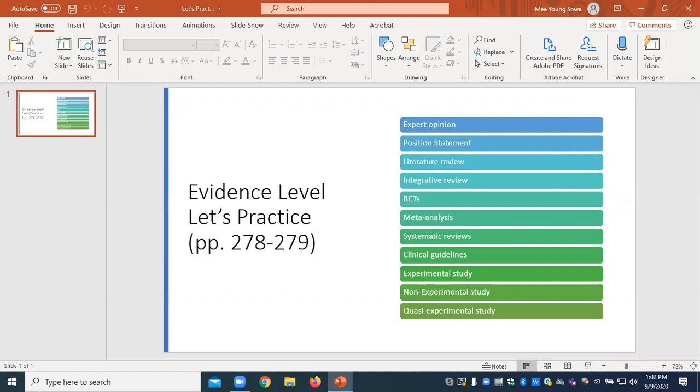At the end of my lecture today, this is the one we are going to practice. When you choose your article, you have to be able to tell what level it is, whether expert opinion, clinical guideline, randomized controlled trial, or meta-analysis, depending on your PICO question. Therefore, you have to go to pages 278 and 279 of your textbook appendix and read the article you choose. You will have several questions in your quiz too. Therefore, we are going to learn about this today.